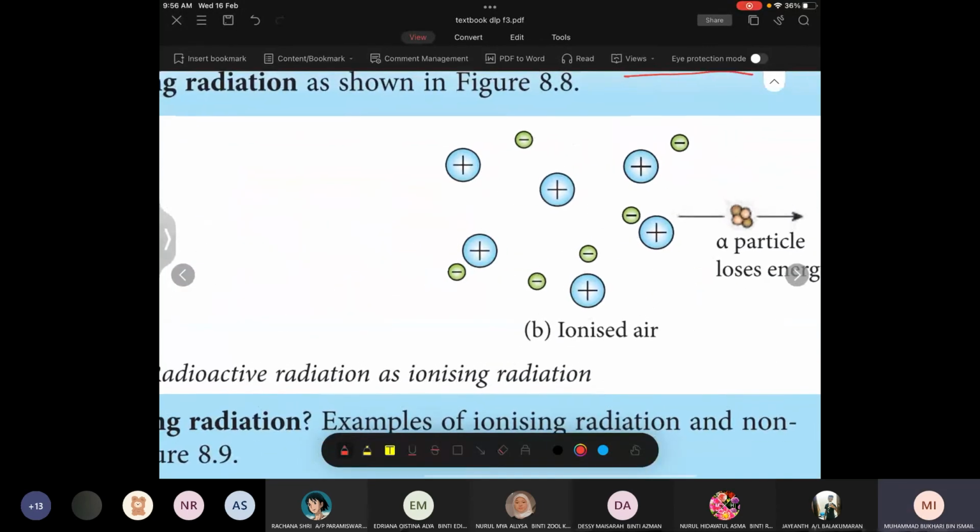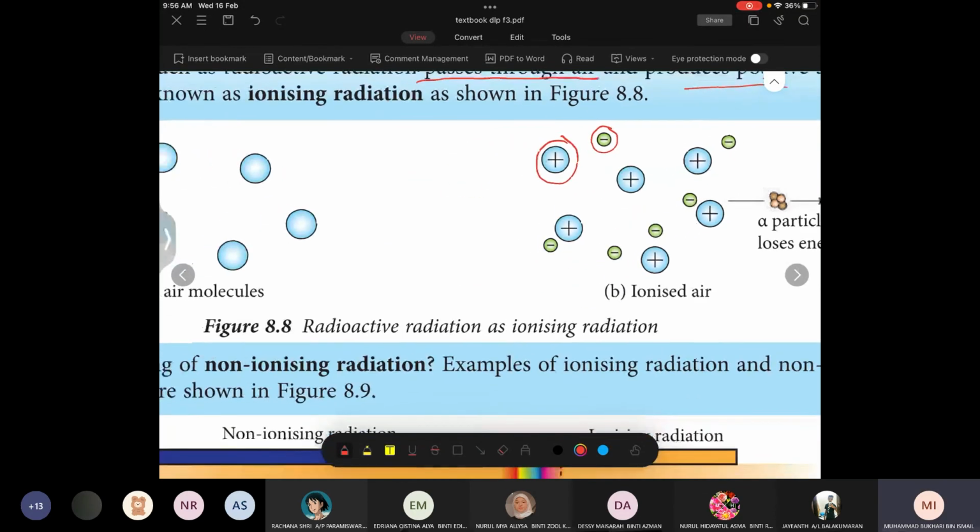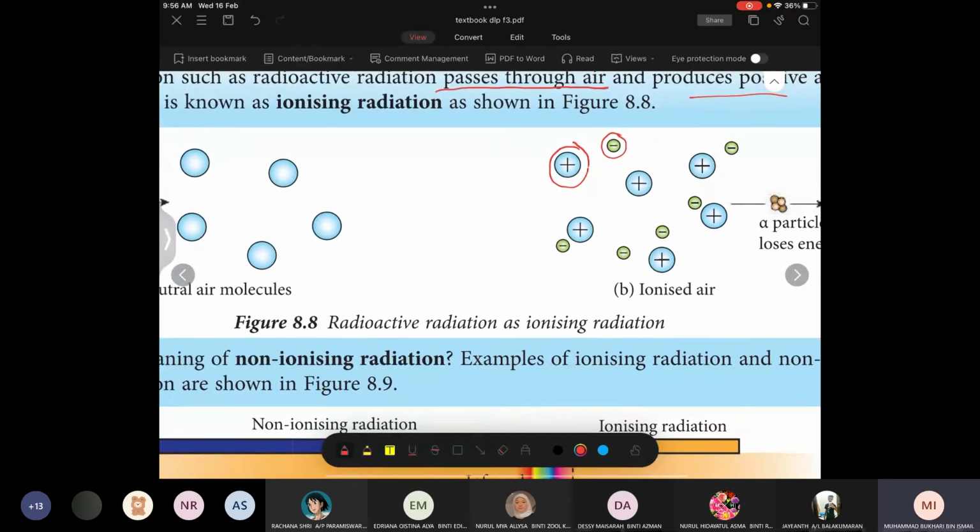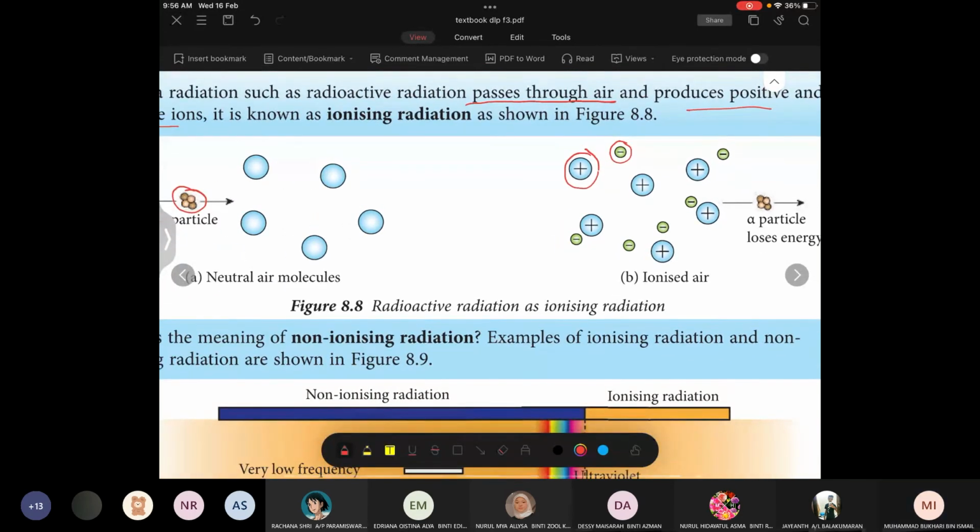You can see here, this is the negative ion. Negative ion is actually an electron. And then we have the positive ion. And the positive ion and negative ion split. That's why we have ionized air. Okay, we call it ionization, or ionizing radiation.